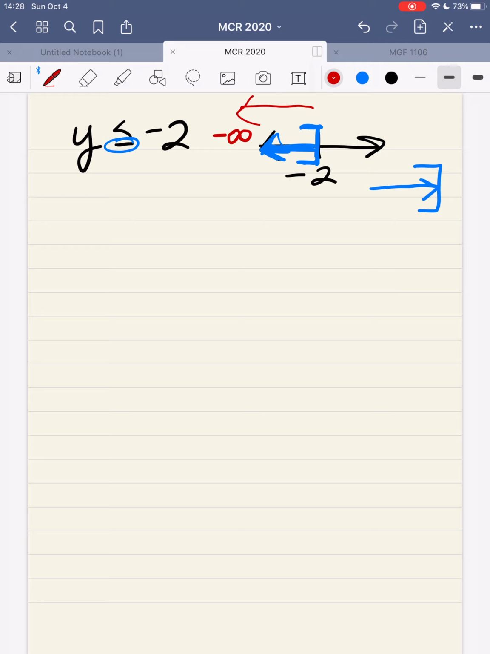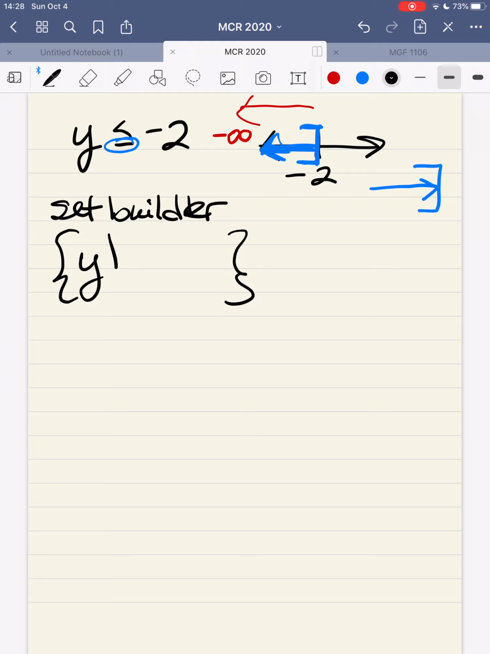All right. So again, we go ahead and we want to look at set builder. Okay, and set builder notation, remember that set of braces. In this case, I have a y as a variable and a straight line. And I go ahead and put my inequality there. y is less than or equal to -2. And I'm done, good to go.